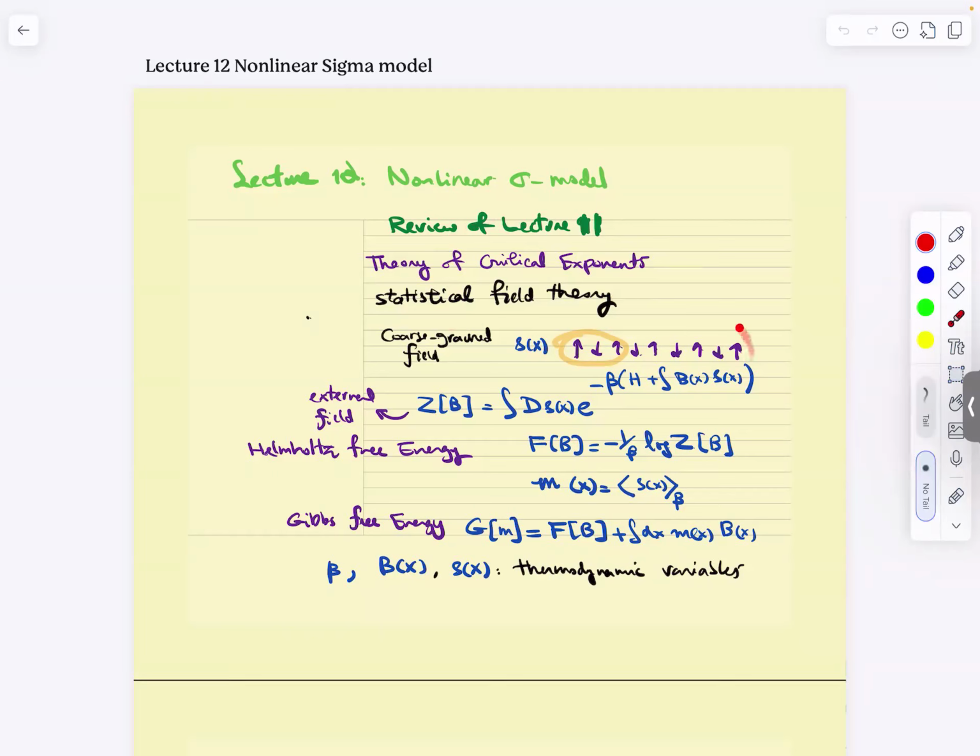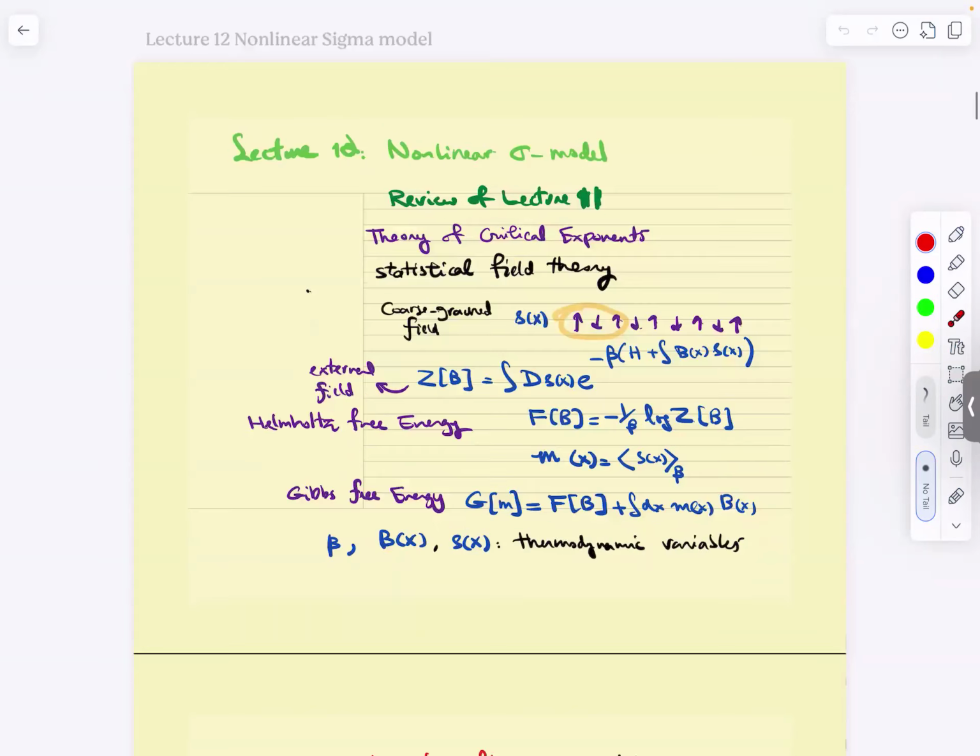Imagine you have a spin system, you have some external field, and you add this term to your Hamiltonian. The Helmholtz free energy is -1/beta log of the partition function, and you can find the magnetization by taking the derivative of the Helmholtz free energy with respect to the external field B and setting the external field equal to 0. Then there was the Gibbs free energy, which is the Legendre transform of this and resembles the effective action.